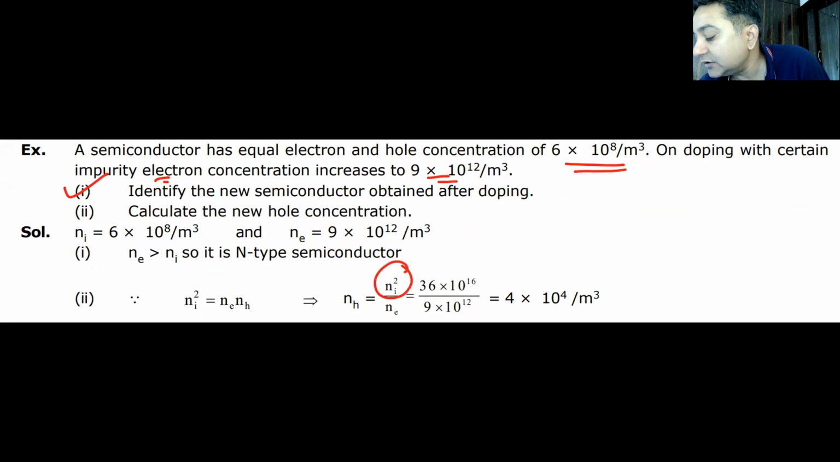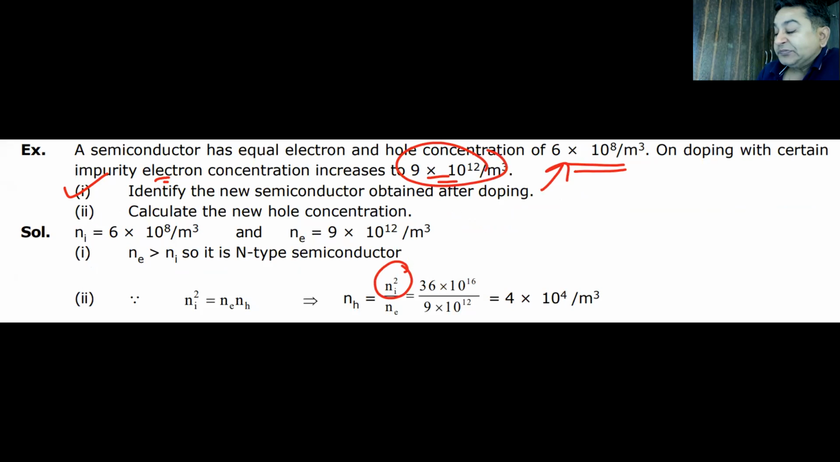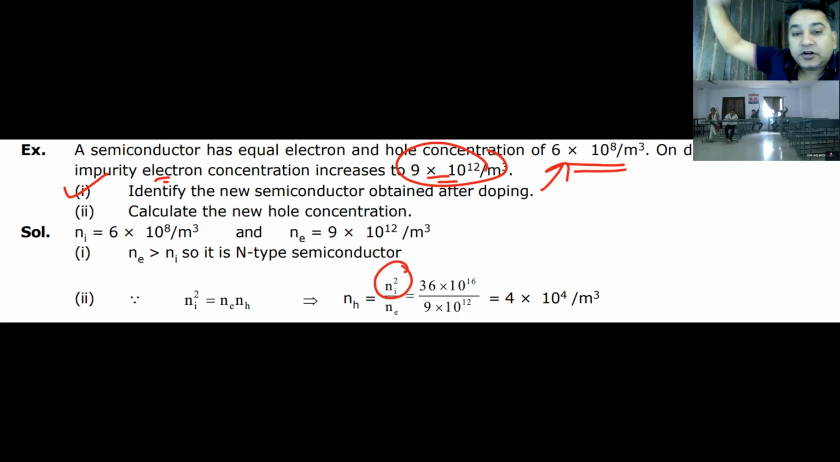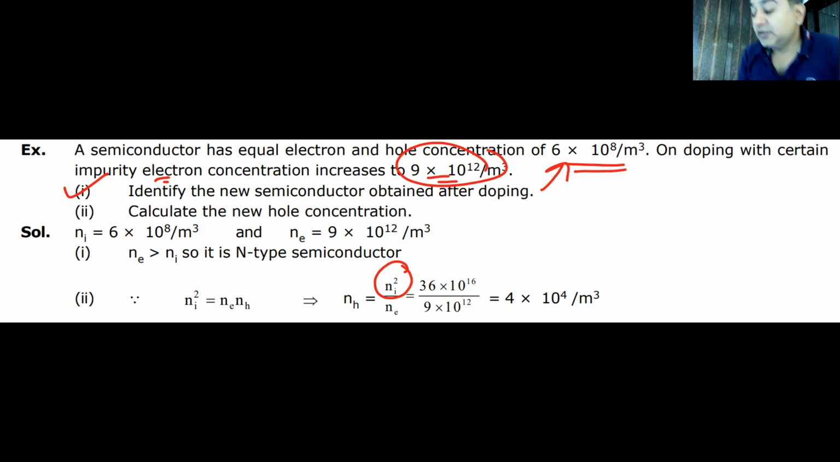Ni squared is 6 into 10 raised to the power 8 whole squared. Ne we already know. From there you can find the hole concentration. Yes or no? Yes, sir. Everyone got this? Well done. So we are done with hole concentration, electron concentration, p-type and n-type.